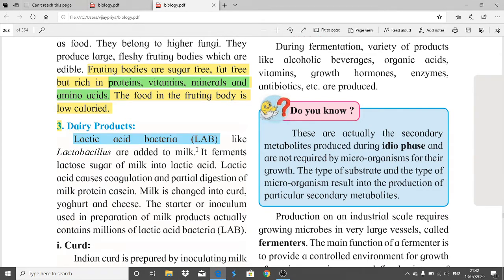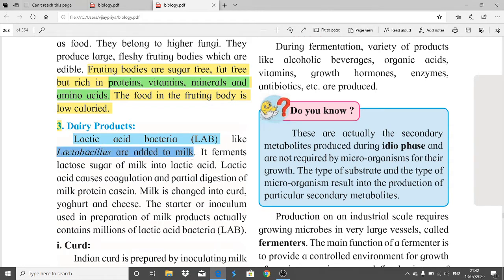So you can get a short note on LAB, so you have to remember these points, and you have to write about them regarding dairy products and whatever you're going to study. Don't write anything regarding the science lab, okay? So lactic acid bacteria, LAB, means Lactobacillus.